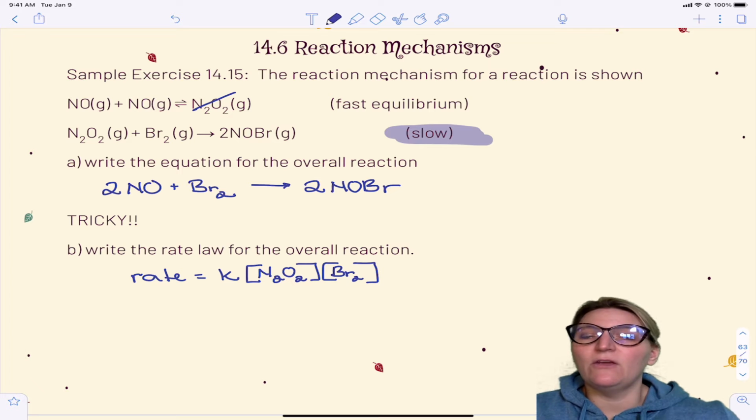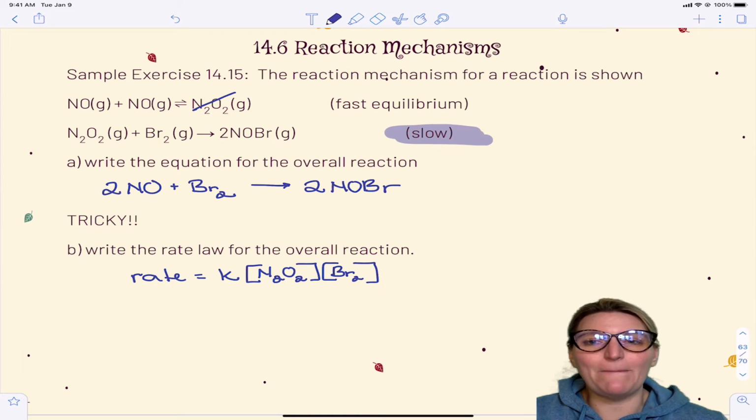But we can make this better by substituting in for the intermediate. Because we can never measure the concentration of the intermediate, it's not something that we would start with, this is not going to really be useful at all.